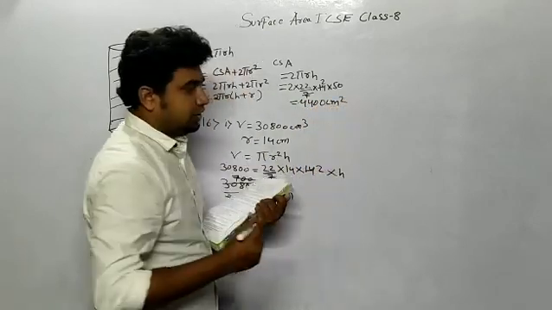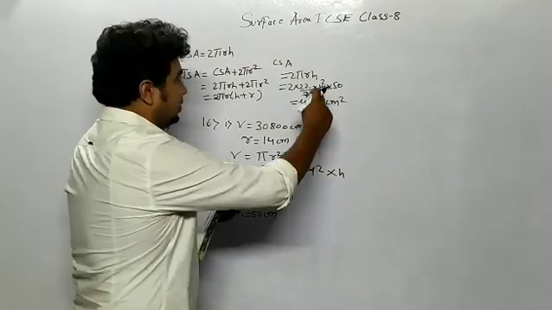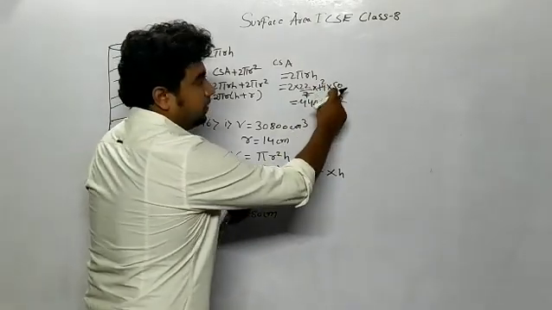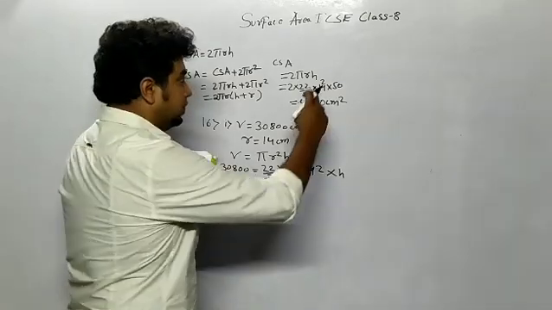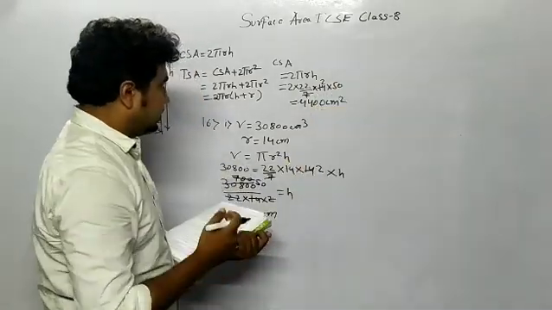So this way we can do the calculation easily also. I have multiplied because this will be converted in tens form. 2 into 5 is 10. So this is curved surface area.